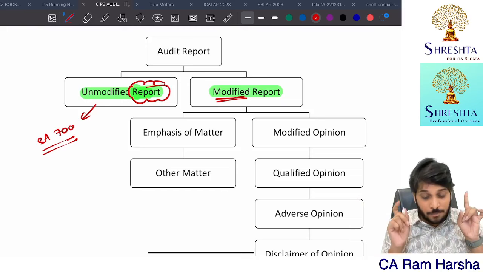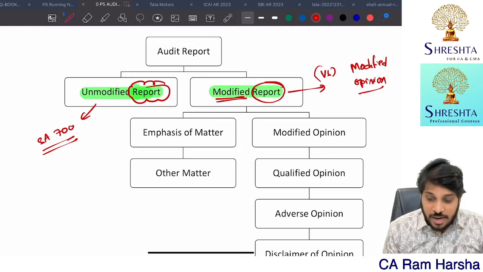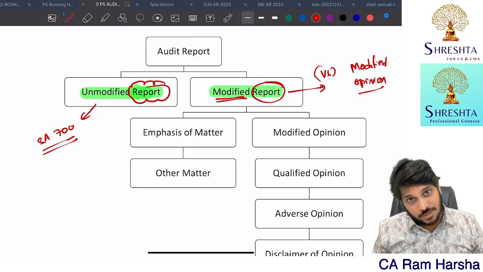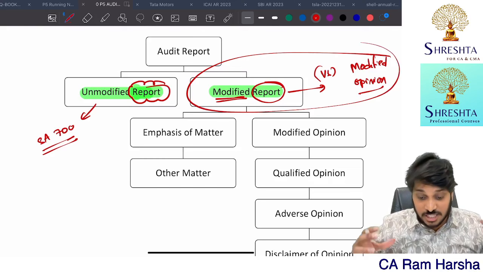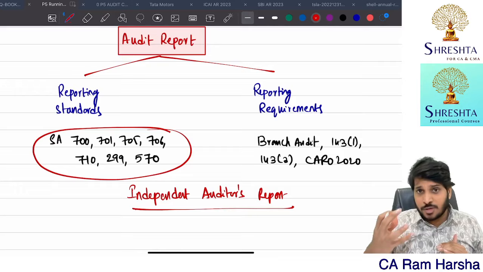And remember, modified report is different from modified opinion. Remember, modified opinion is different, modified report is different. Sir, what is it exactly? Don't worry, let me not discuss it right now. I'm just briefing you here. As I go further, I will discuss in depth. In order to understand this modified report versus modified opinion discussion, we must finish the majority of these reporting standards. Once we finish the majority of the reporting standards, then we can understand the difference between the terminology correctly.